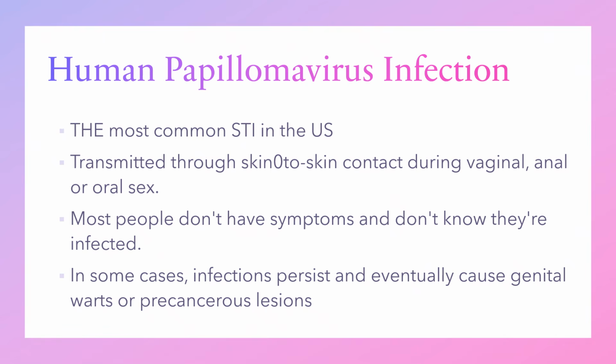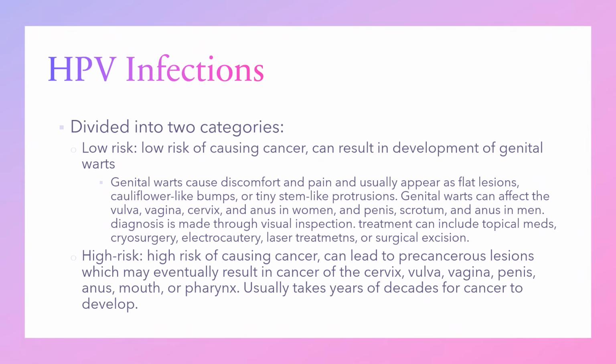This one here is our last sexually transmitted infection. So this one is going to be the most common STI in the US. It's HPV. It's transmitted through skin-to-skin contact during vaginal, anal, or oral sex. Most people don't know they have symptoms and they don't know they're infected. In some cases, infections persist and they eventually cause genital warts or precancerous lesions.